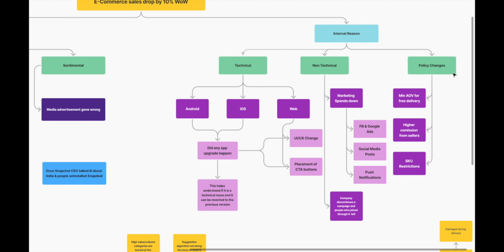An example: maybe some of the SKUs, that is stock keeping units, or the variants or the items, might be restricted on the portal or the platform, and that could have been a major contributor to the sales, and because that is not there, the sales would have gone down. Or maybe the company started charging a higher commission from the sellers, and because the sellers are not happy, they would have pulled their products from the platform. Or maybe on the customer end, the company might be charging a higher delivery fee or a higher average order value for free delivery. And given not all customers can afford it, they might have moved to another platform which is charging them less. So this could be policy changes.